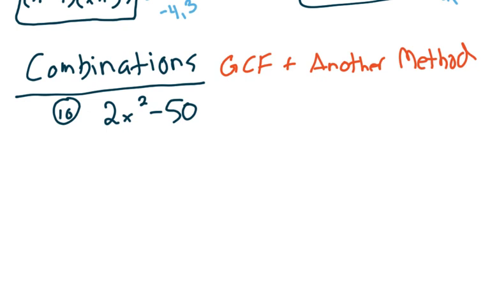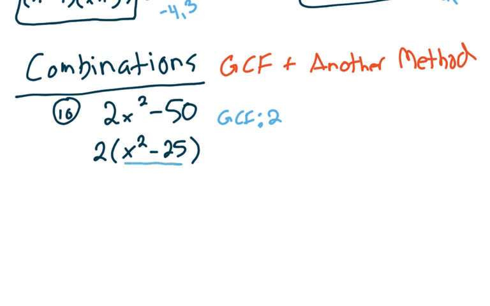So first thing I want to do is always check for a GCF. Here, is there a number that goes into both 2x squared and 50? Hopefully you say yes. 2 can go into all of these. So I have a GCF of 2. So I'm going to factor a 2 out from each term. And when I do that, this leaves me with an x squared minus 25, because I divided each term by 2.